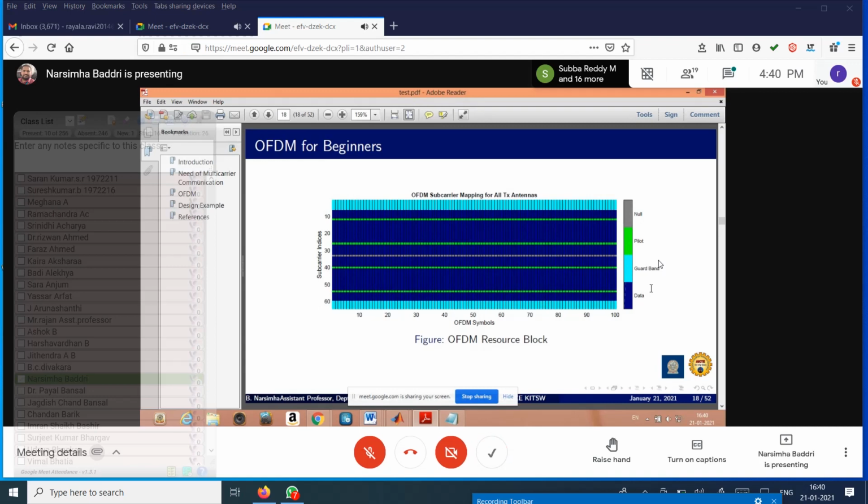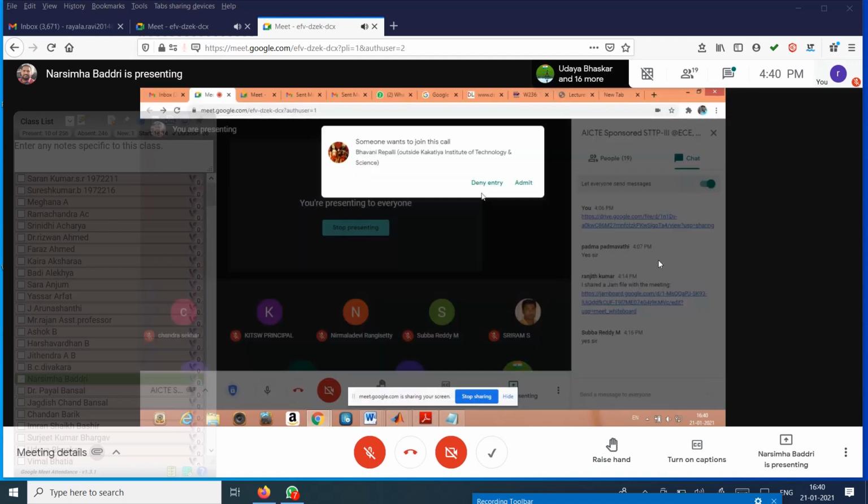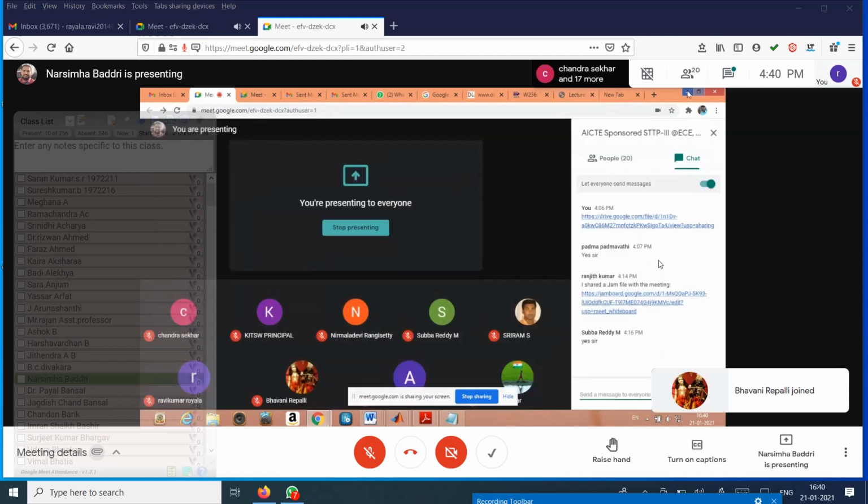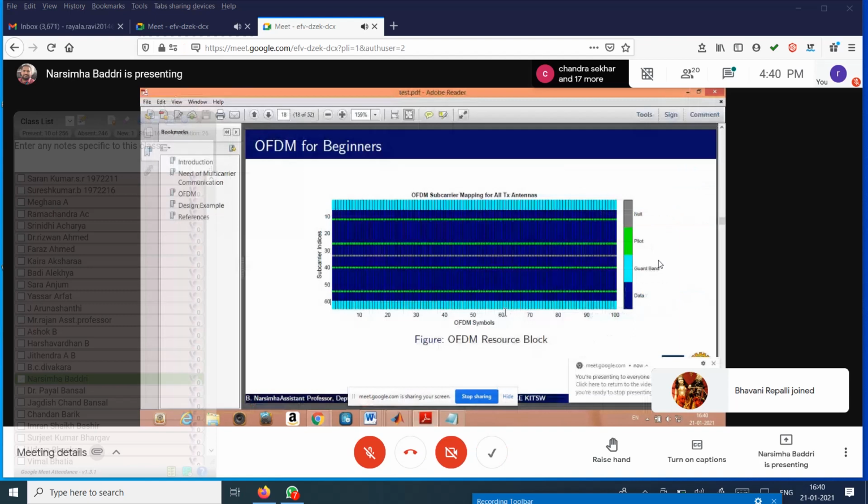We'll see how we are assigning the resources to the data. This is the resource block, the OFDM resource block. In what way are we assigning the carriers to data, and which carriers are carrying data, which carriers are carrying pilot symbols, and which carriers are left intentionally?